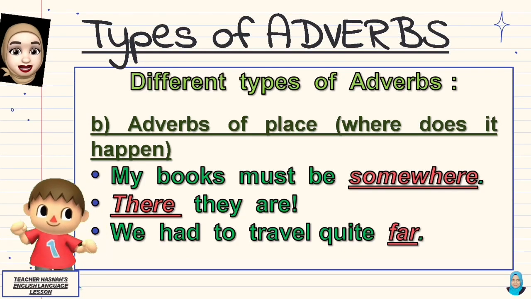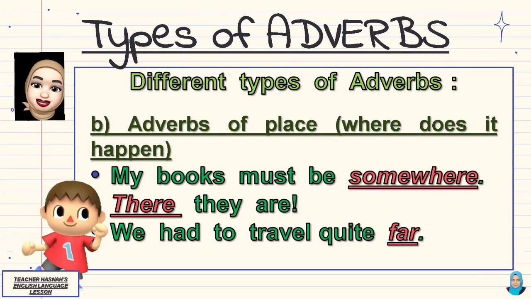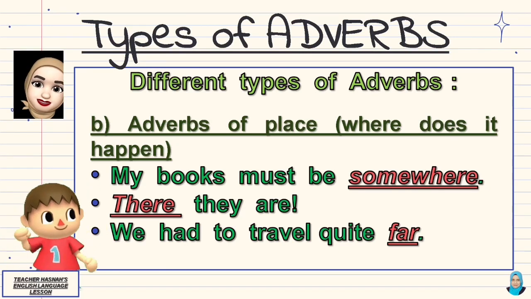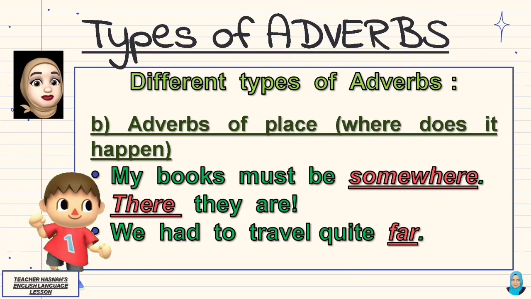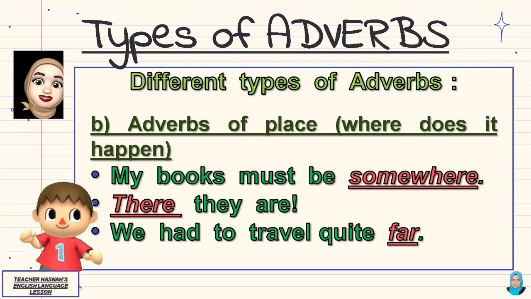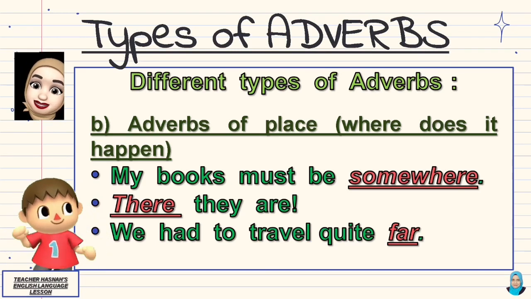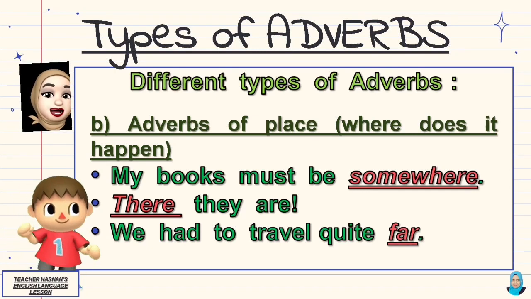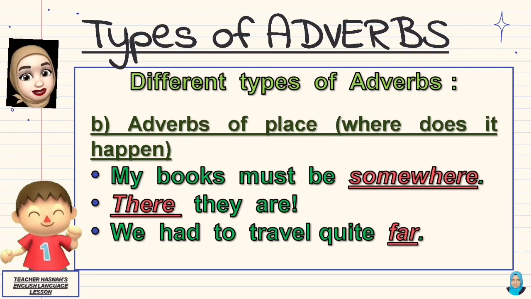There are also adverbs of place. Where does it happen? For example, my books must be somewhere. So somewhere here is an adverb. There they are. We had to travel quite far.